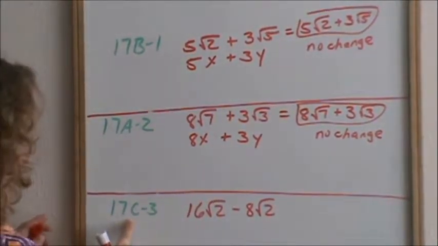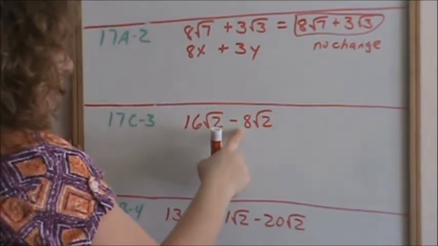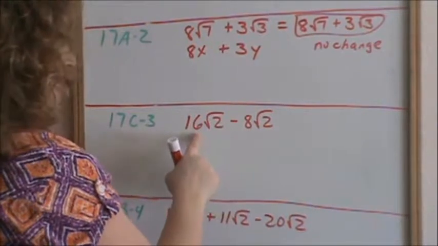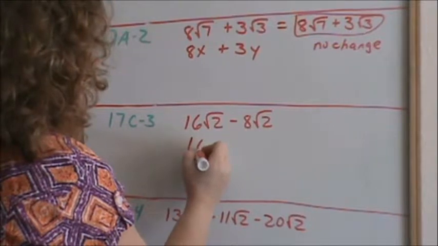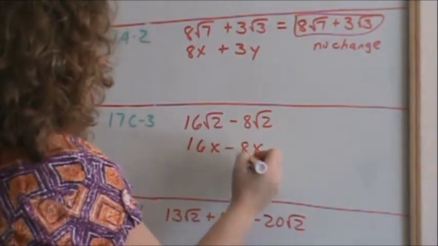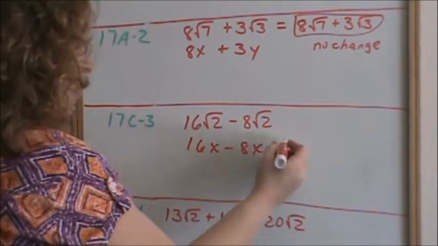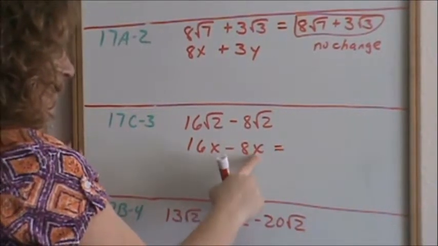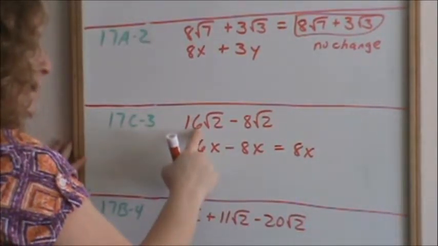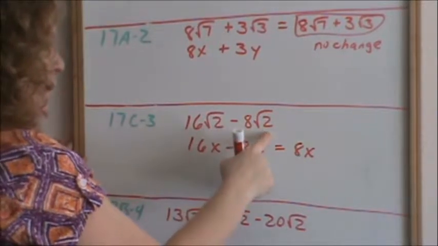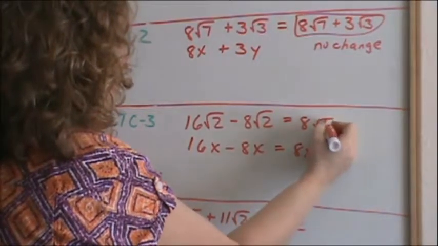Okay, now we are at problem 17c, number 3. 16 square root of 2 minus 8 square root of 2. This is like saying 16 of these minus 8 of these. And these are the same kind. It's not any different than seeing 16x minus 8x. You can combine x's. 16x minus 8x is 8x. So the same is true with 16 of square root of 2 minus 8 square root of 2. 16 of these minus 8 of these is 8 of these.